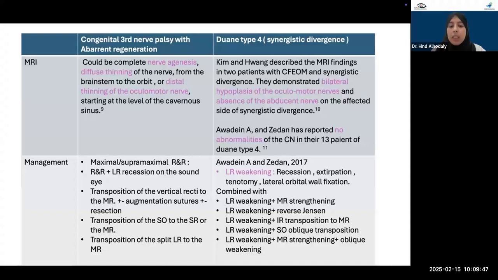In Duane type 4, Awaddin and Zidane also summarized the literature into either lateral rectus weakening, like recession, extirpation, or tenotomy, or lateral orbital wall fixation, combined with either a medial rectus strengthening procedure, reverse Jensen, inferior rectus transposition to the medial rectus, or superior oblique transposition, or medial rectus strengthening with oblique weakening if we have overshoot in adduction.